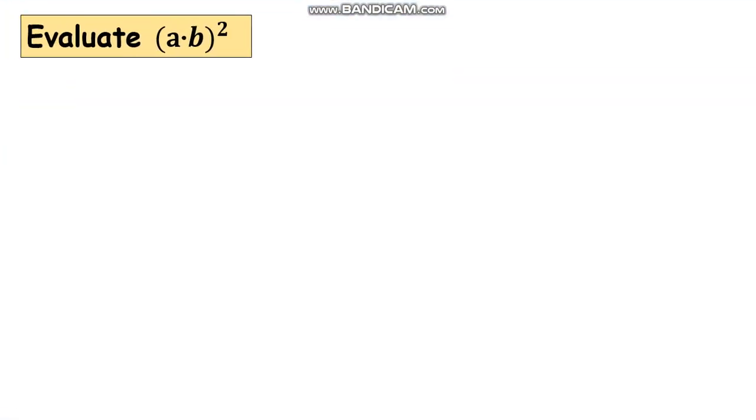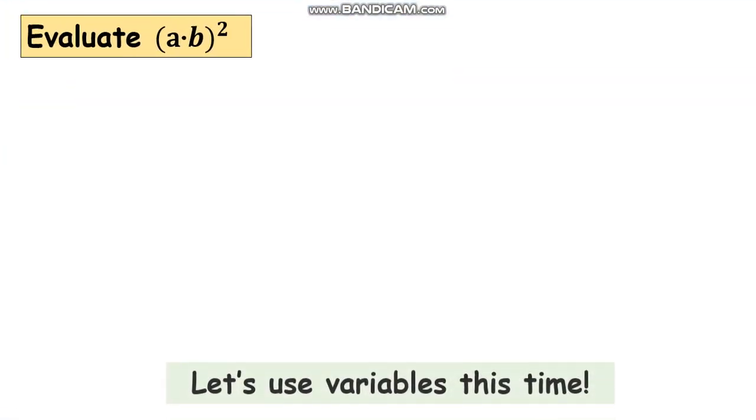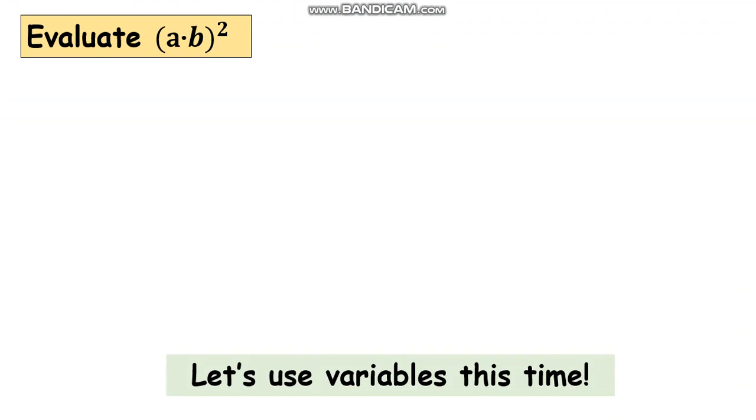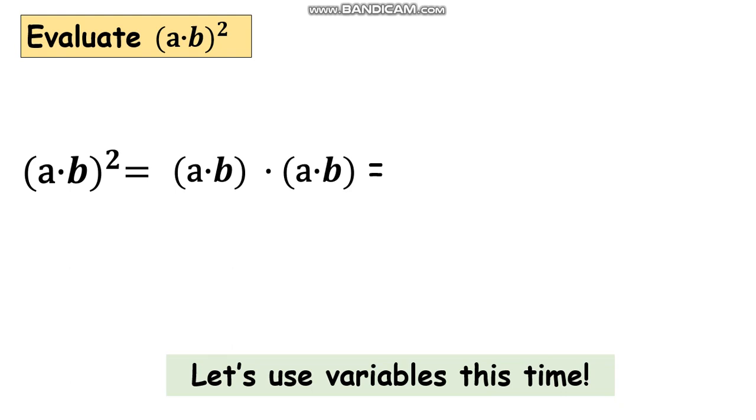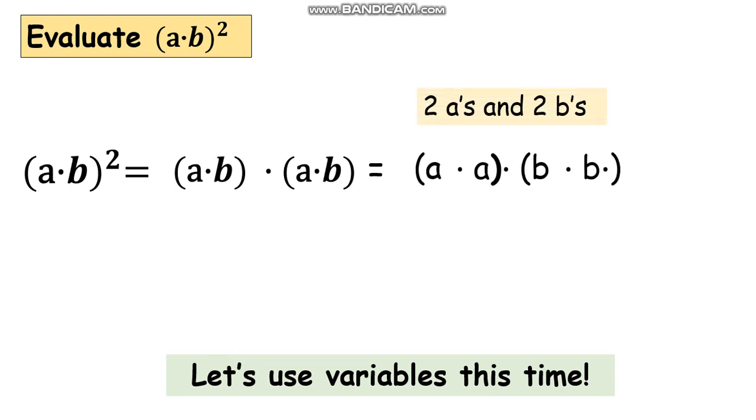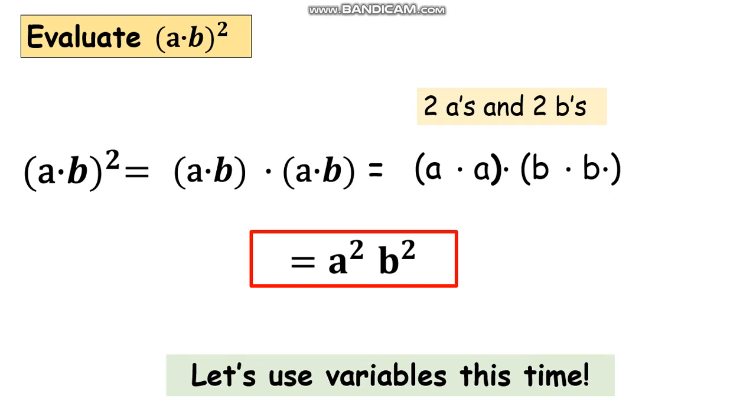We're going to use variables this time. So evaluate a times b all squared. This means that a times b times a times b. That's what it means by a times b squared. So it's multiplying by itself twice. And that also means a times a times b times b. And simplify that and you should get a squared times b squared, or a squared b squared.